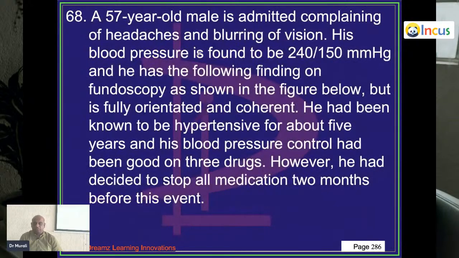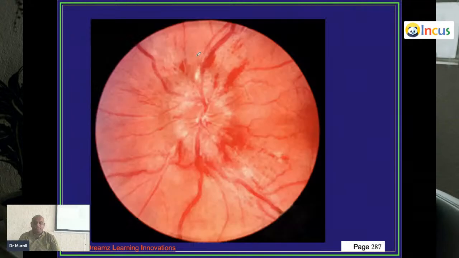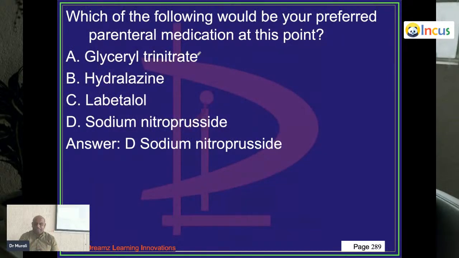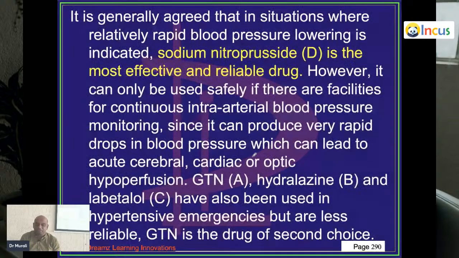Now, doctor, the next question. 57-year-old, what is here? Papilledema. Presence of papilledema is indicative of malignant hypertension. So there you need to emergently treat with sodium nitroprusside. So hypertensive emergencies and urgencies, you need to know the difference between the two.